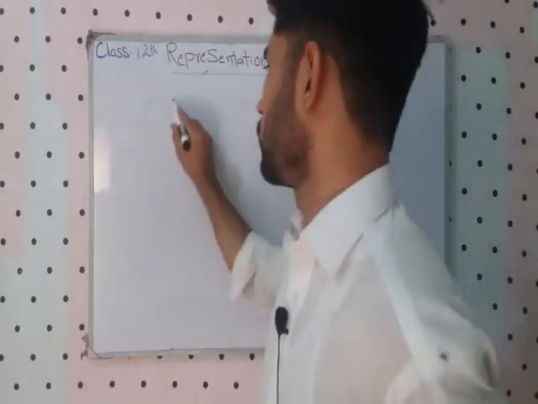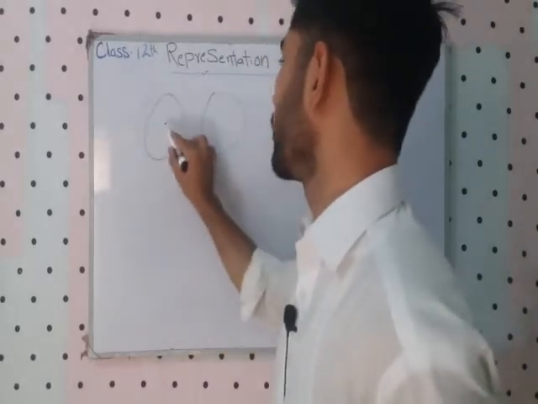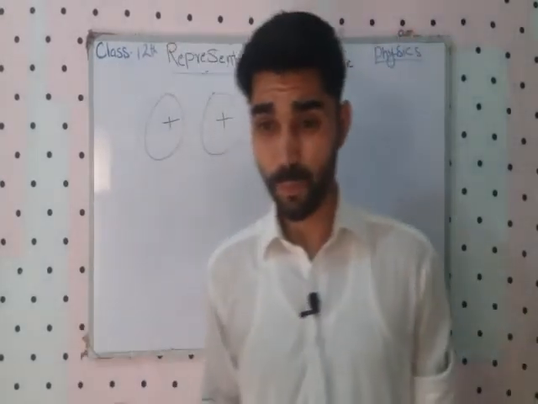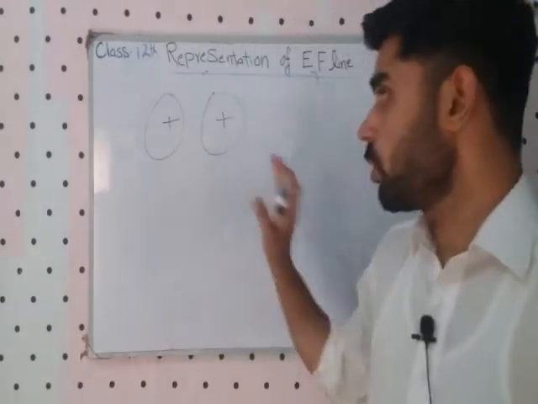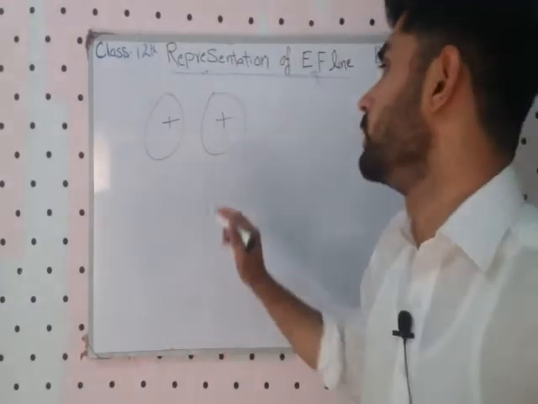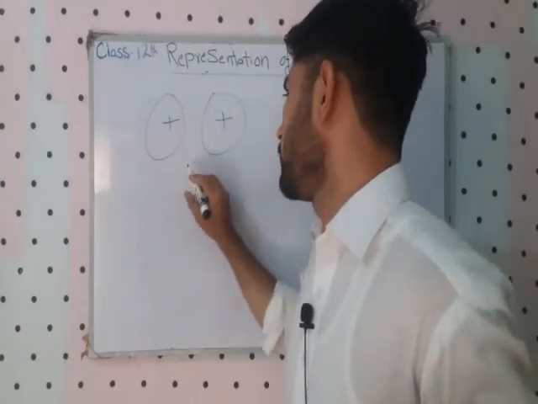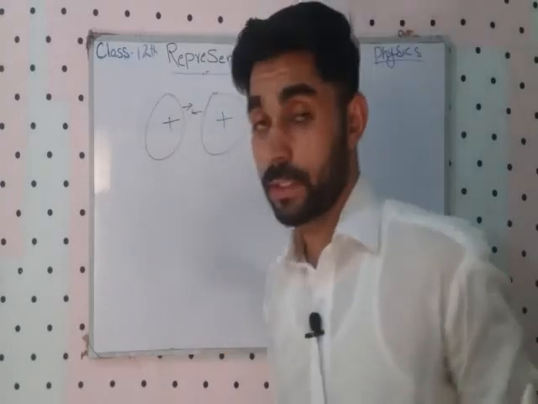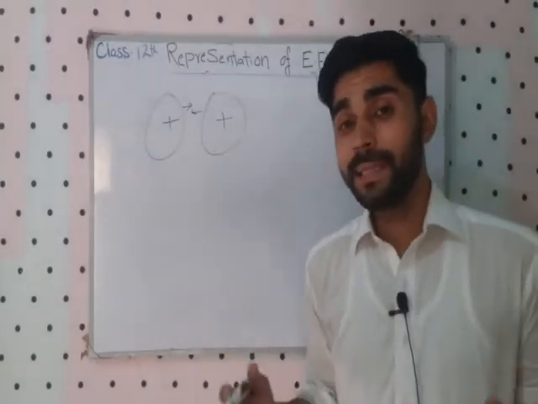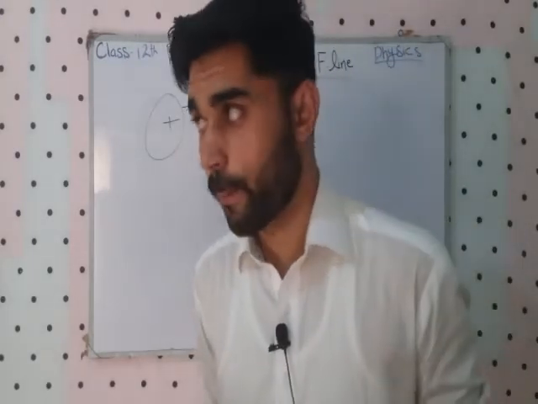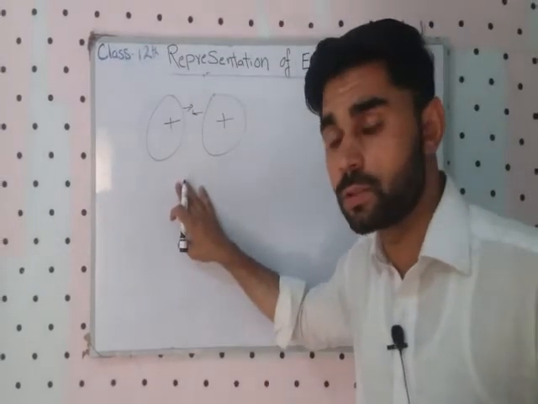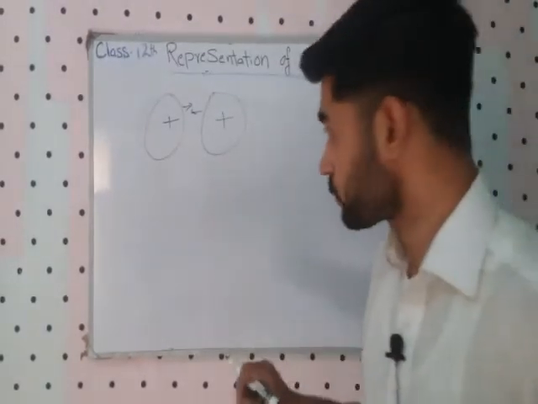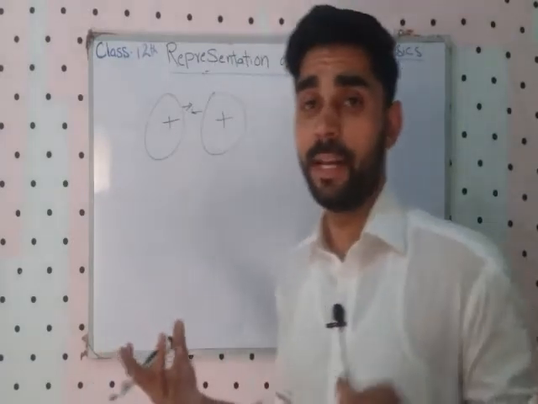Take two charges, for example, both have positive charge. So when they come close to each other, what's happening? They apply force of repulsion on each other. Why do they apply force on each other? Is there any contact force? No, because there is no contact between the two positive charges. So why do they repel each other?